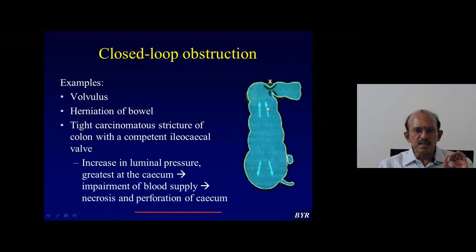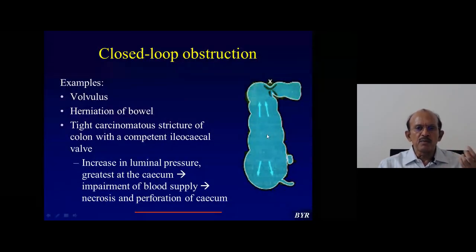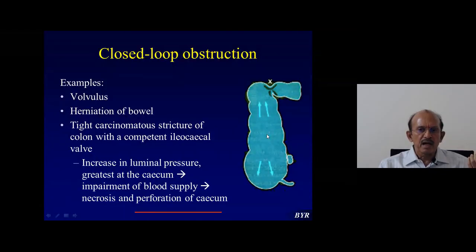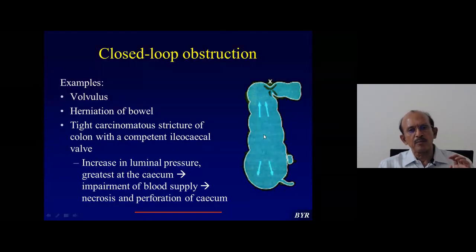So whenever closed loop obstruction is there, what happens? There is stasis. Because of stasis, there is anaerobic and aerobic bacterial proliferation producing fermentation of the foods. That causes liberation of more gas, which causes distension. The distended bowel loses vitality and there will be diffusion of gas from the venous system into the lumen. So because of these two reasons, there will be gaseous distension. If the gaseous distension increases, that causes impairment of blood supply.